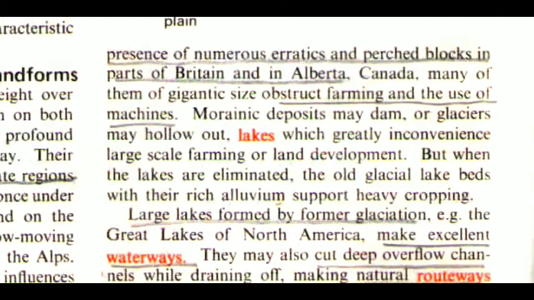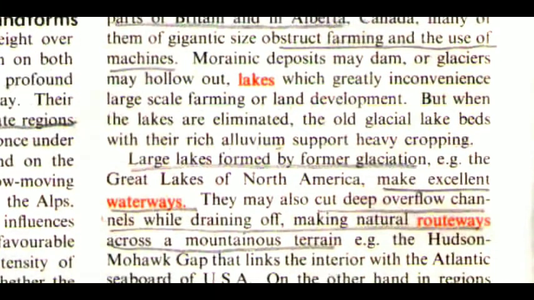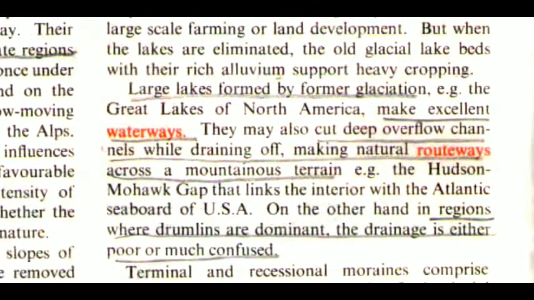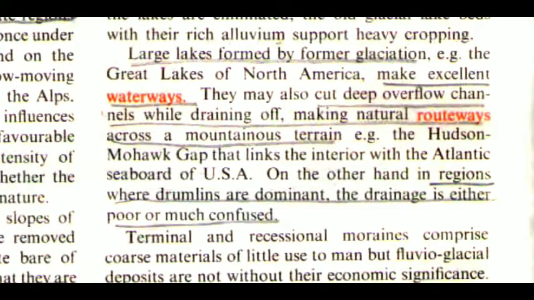The morainic deposits may dam or glaciers may hollow out lakes which greatly inconvenience large-scale farming or land development. But when the lakes are eliminated, the old glacial lake beds with the rich alluvium support heavy cropping. Large lakes formed by the former glaciation, for example the Great Lakes of North America, make excellent waterways. They may also cut deep overflow channels while draining off, making natural routeways across a mountainous terrain, for example the Hudson-Mohawk Gap that links the interior with the Atlantic seaboard of USA. On the other hand, in regions where drumlins are dominant, the drainage is either poor or much confused.